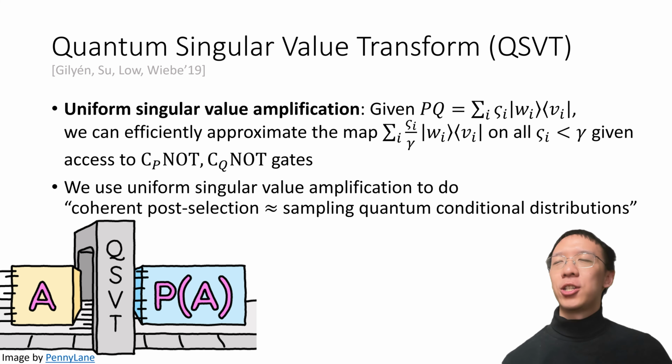And in our proof, we show how to use uniform singular value amplification to do a version of essentially coherent post-selection. On a high level, this corresponds to sampling some version of quantum conditional distributions, which is what the classical proof is trying to do, because the classical proof is essentially trying to sample some conditional distribution. Here we are doing something similar, which is that we are going to use uniform singular value amplification to do a version of coherent post-selection. In other words, some version of sampling quantum conditional distributions.